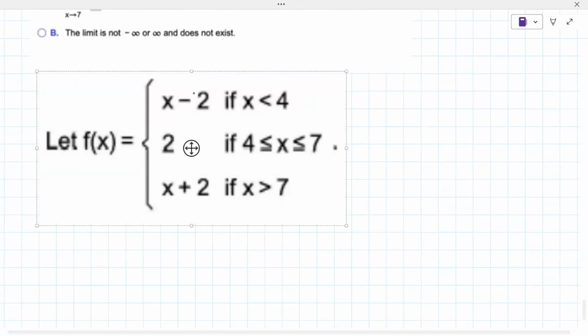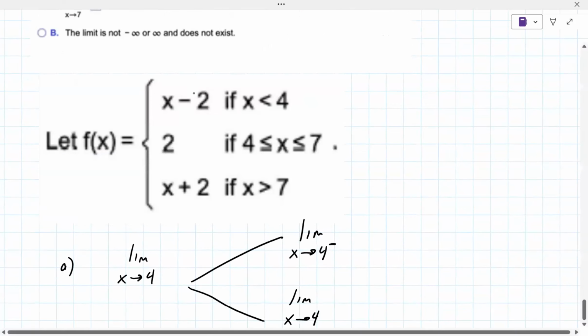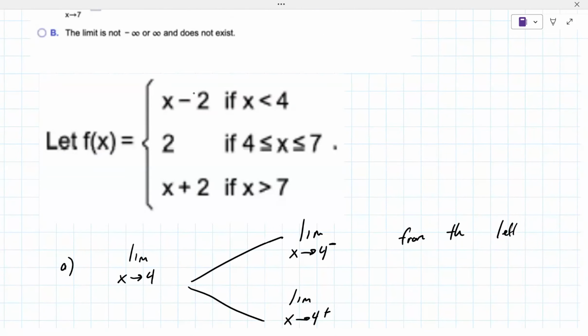All right. In part A, it's asking for the limit as x approaches 4. And what that really is, it's 2 things. It's the limit as x approaches 4 from the left and the limit as x approaches 4 from the right. So from the left is when x is less than 4. From the right is when x is greater than 4.